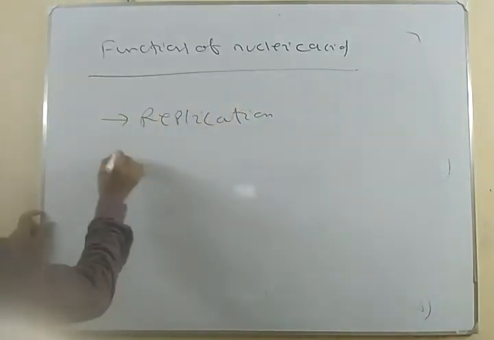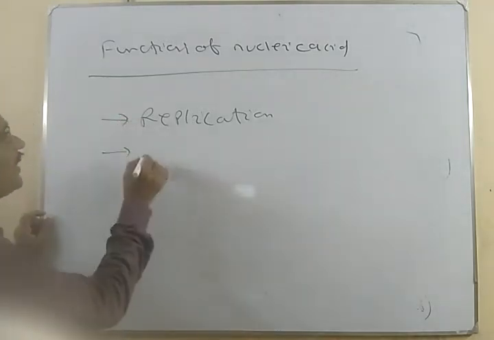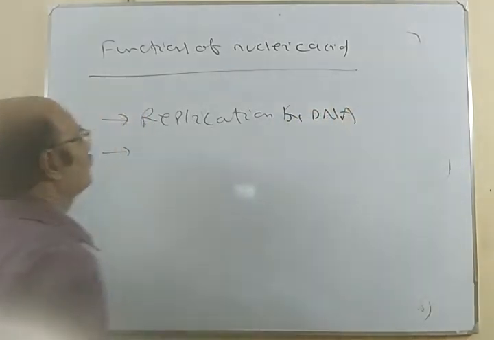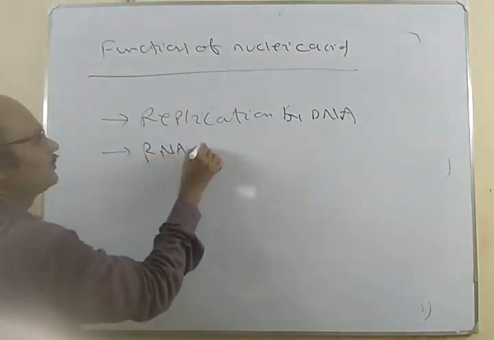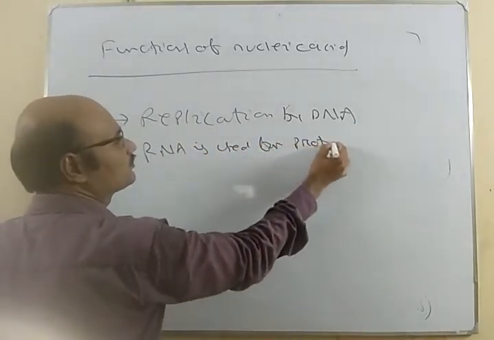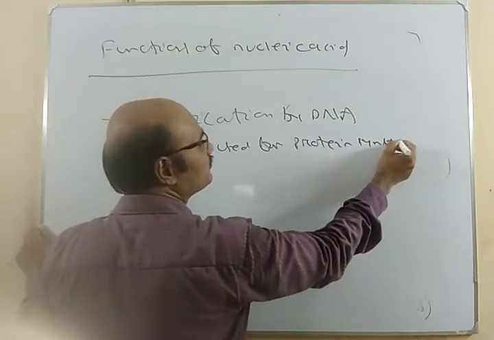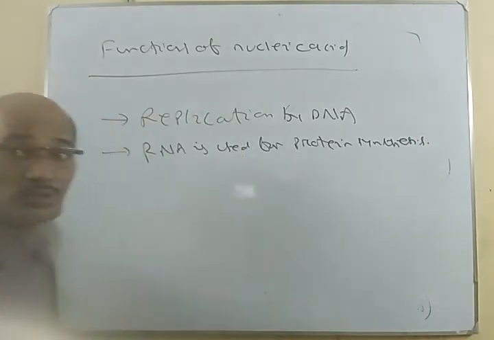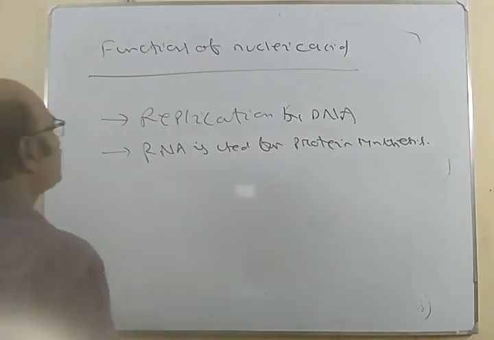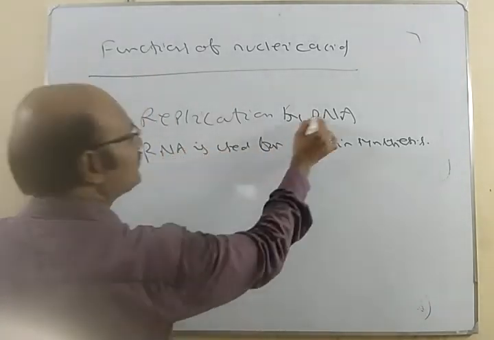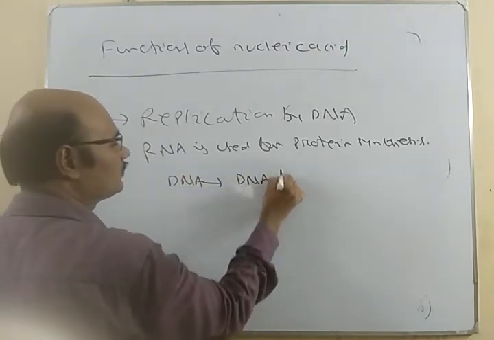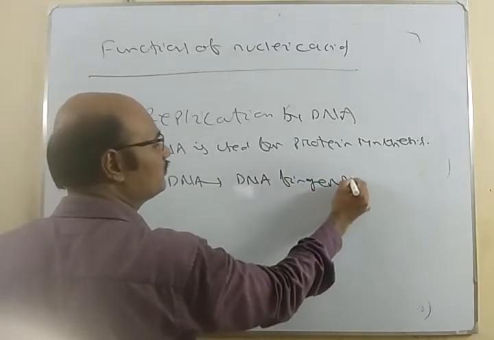Now, RNA is replicated from what? By your DNA. Now RNA is used for protein synthesis. For what? Protein synthesis. Okay. Now this DNA, basically DNA is used for what? DNA fingerprinting.